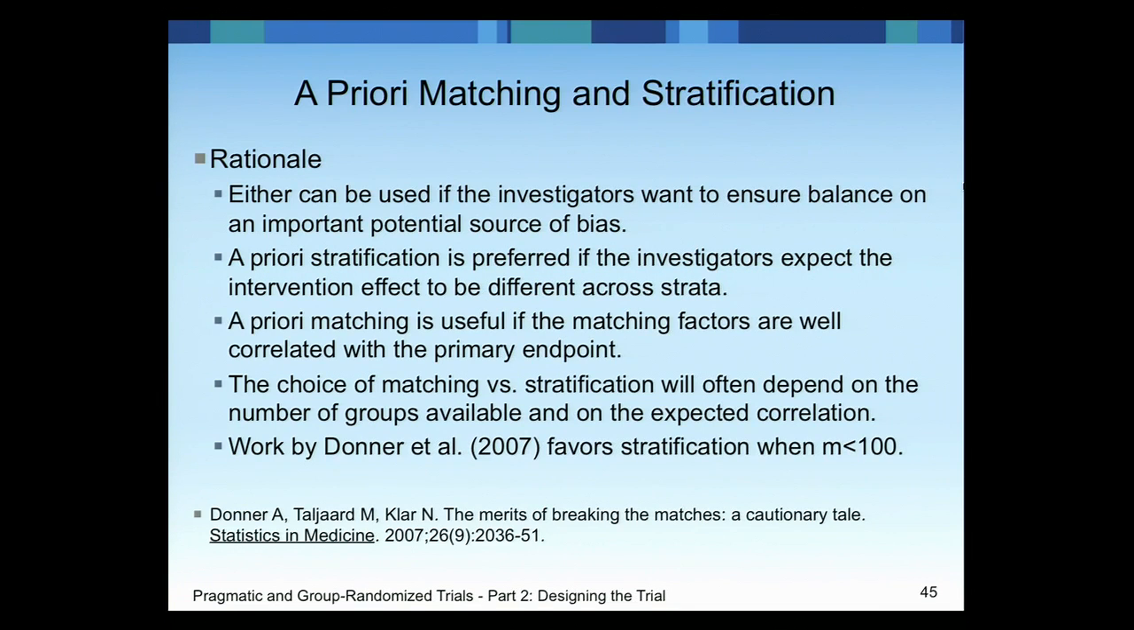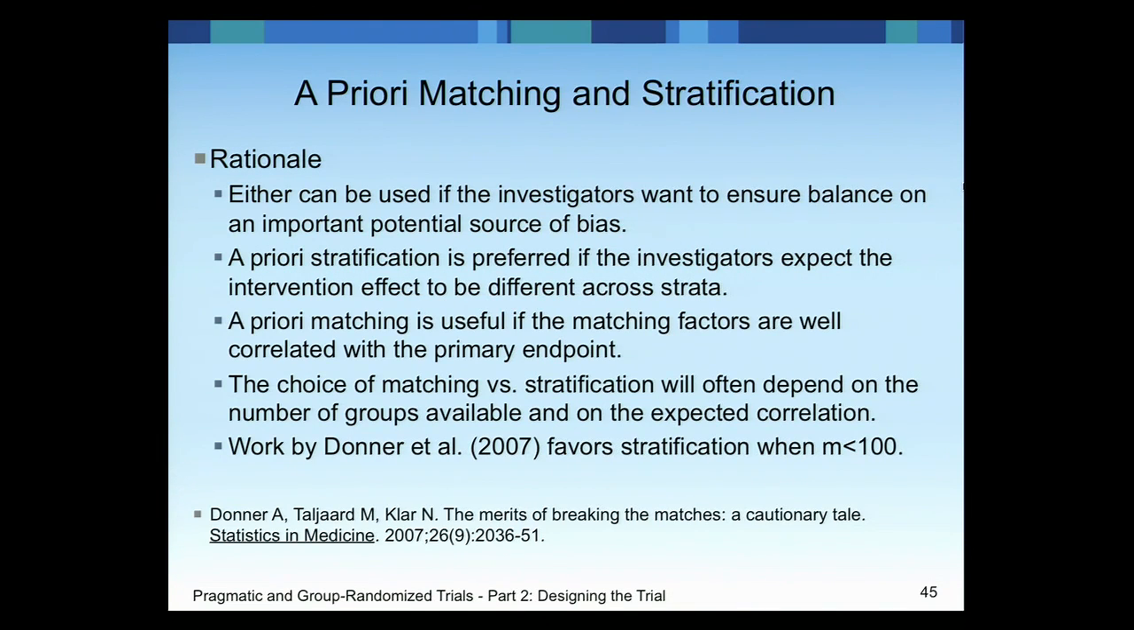If you don't have very many groups that you're going to be randomizing, you lose a lot of degrees of freedom with matching. You don't lose as many with stratification, and so stratification may be more attractive. If you have lots of groups or the matching correlation is expected to be high, you may get a better power benefit from matching than stratification.